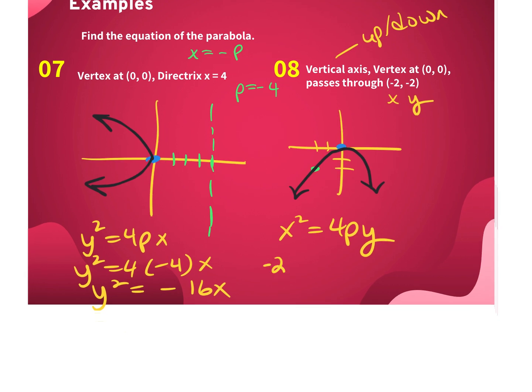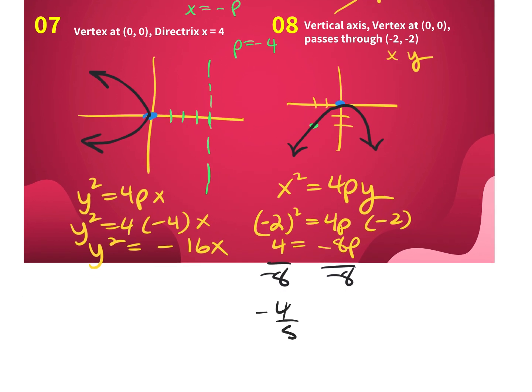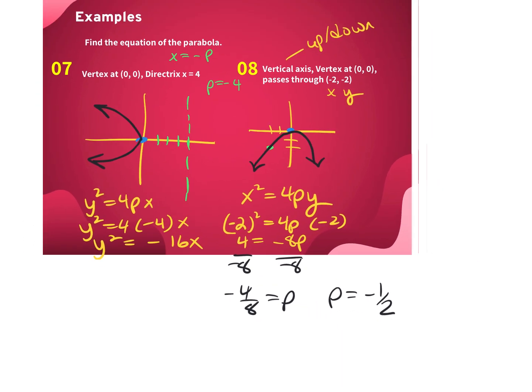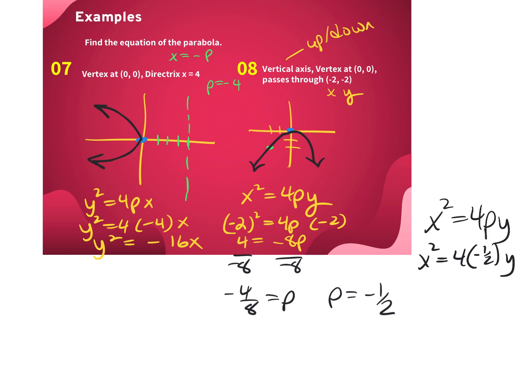So -2 squared equals 4p times -2, actually -8p. Divide both sides by -8. -4/8 equals p, which simplifies to -1/2. I now need to take that p value and plug it in. x squared equals 4py. x squared equals 4 times -1/2 y. x squared equals -2y. And that's your final answer.